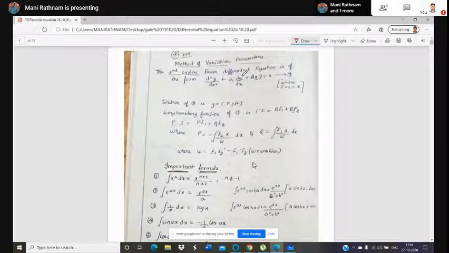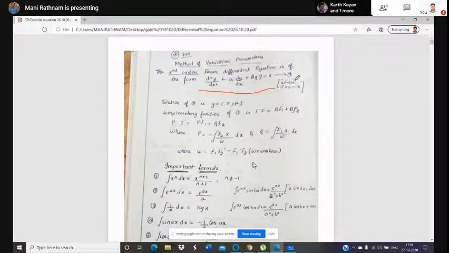The second order linear differential equation is of the form d square y by dx square plus a1 dy by dx plus a2 y equal to capital X, where X is some function, maybe algebraic, exponential or trigonometric, whatever. This is equation 1, a second order differential equation. This variation of parameters technique is used to solve second order differential equations with constant coefficients.